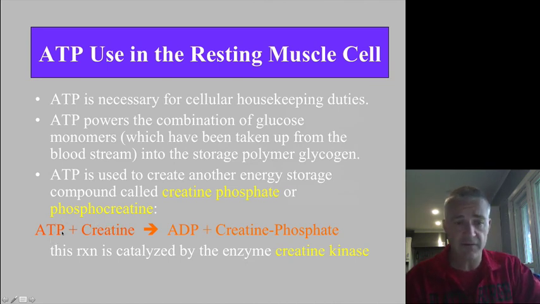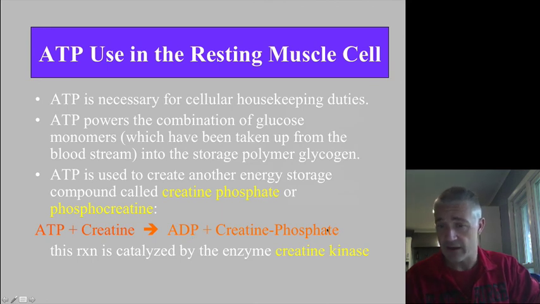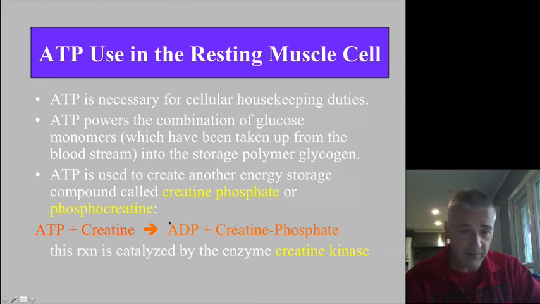So what we can do, and this is at rest when you have plenty of ATP, is take creatine and put a phosphate onto it. An enzyme does this, called creatine kinase, and we end up with ADP and creatine phosphate. And then if we are at rest, we can take this ADP and make more ATP with it. What this means, though, is we now have this molecule, creatine phosphate, where it has that phosphate attached.